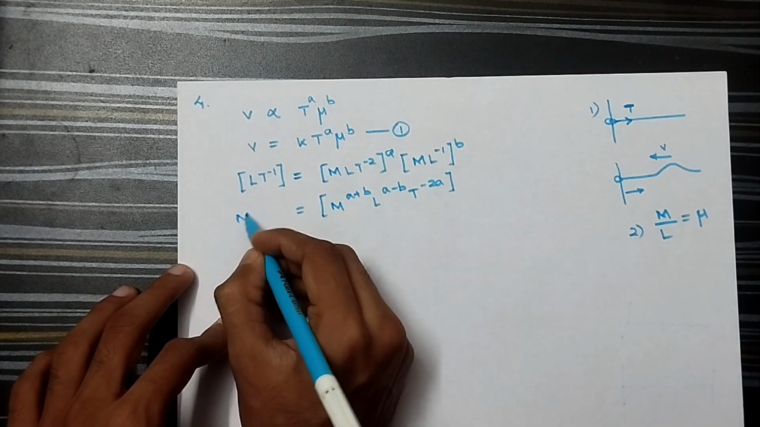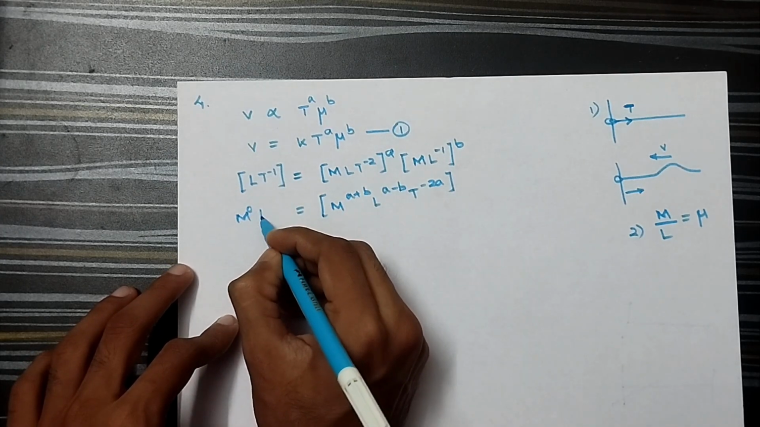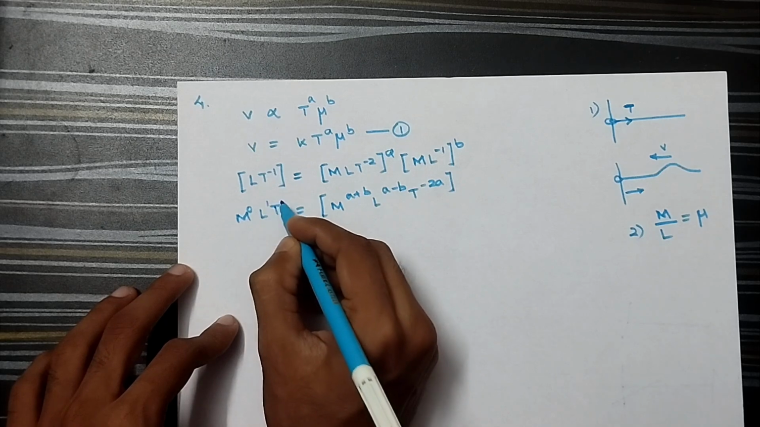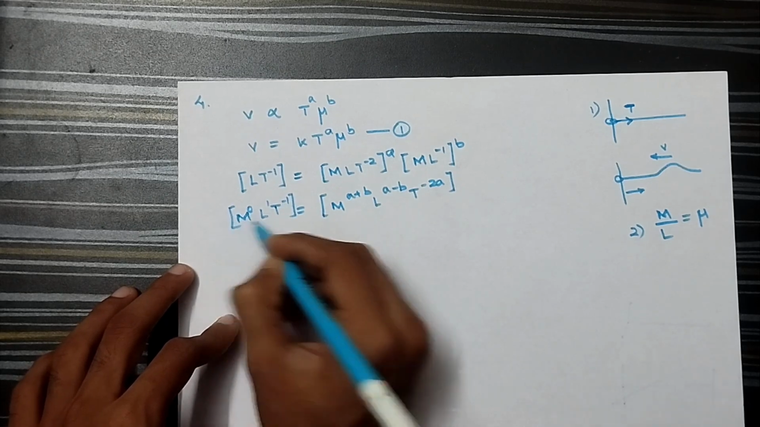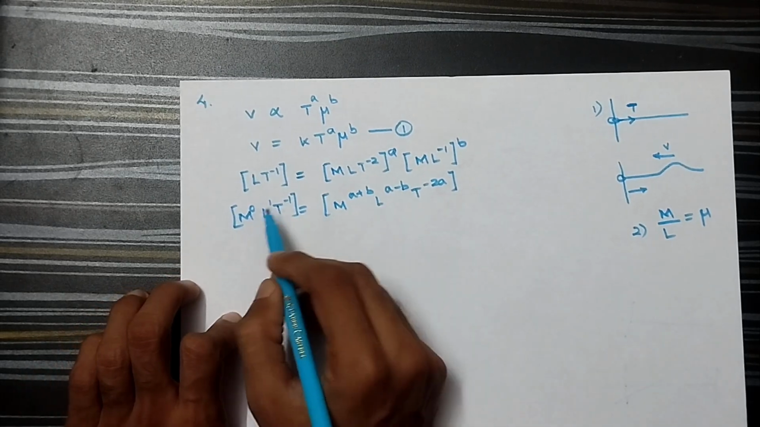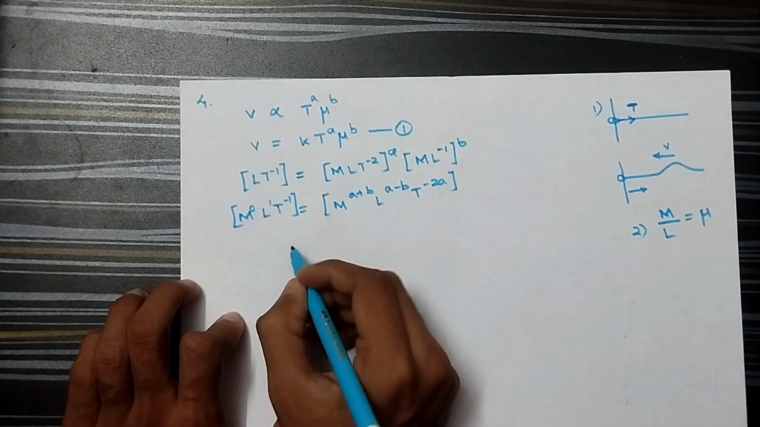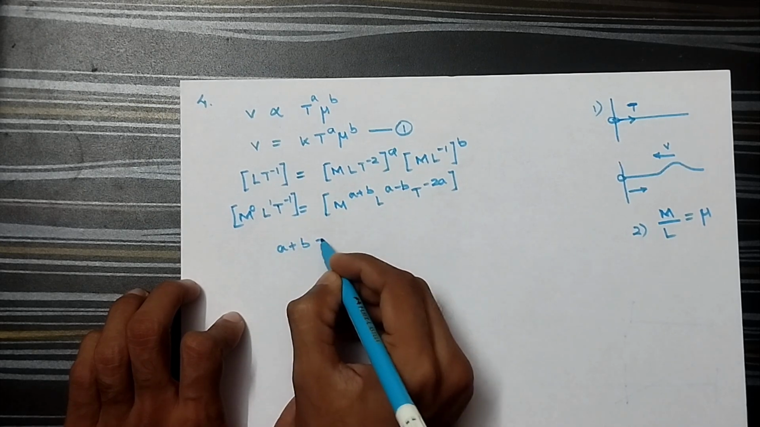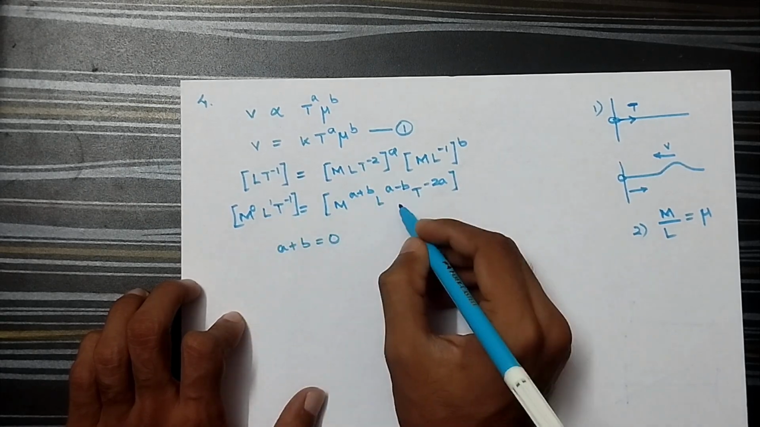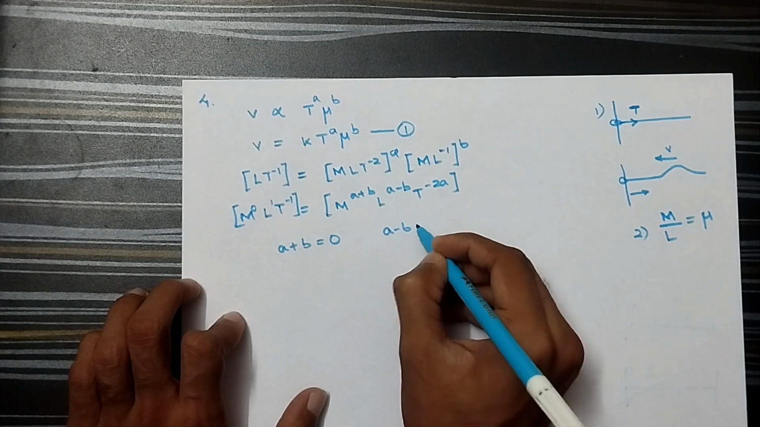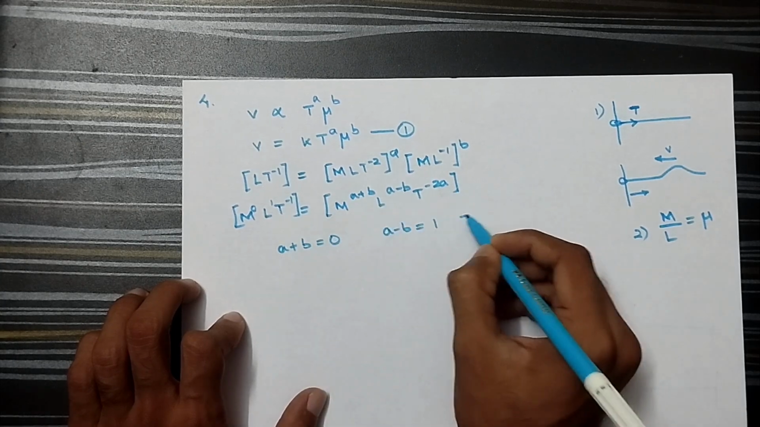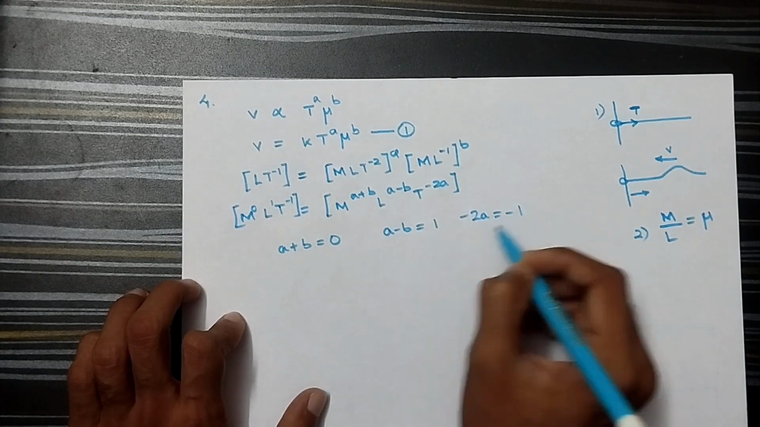And here also we don't have M, let's just put a 0 dimension for that. L 1 T raised to minus 1. Okay, now equating the exponents: M and M, 0 = A + B, so A + B is equal to 0, first equation. For L, A - B is equal to 1, T, minus 2A is equal to minus 1.